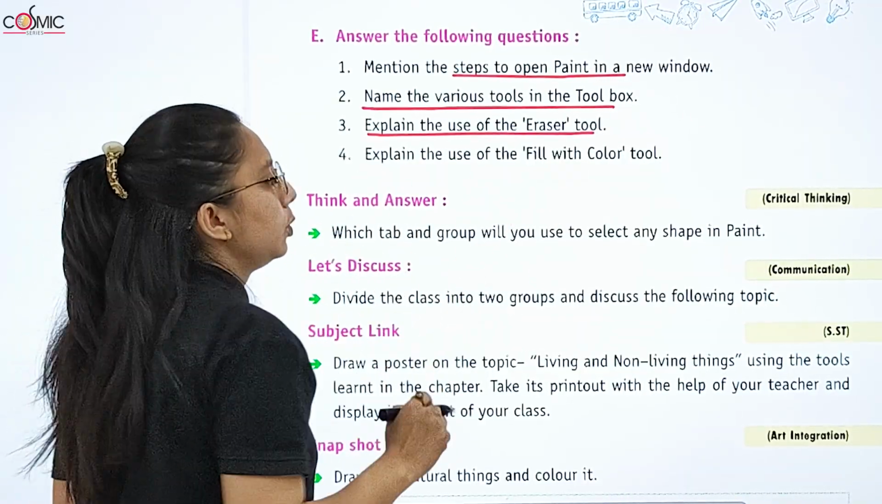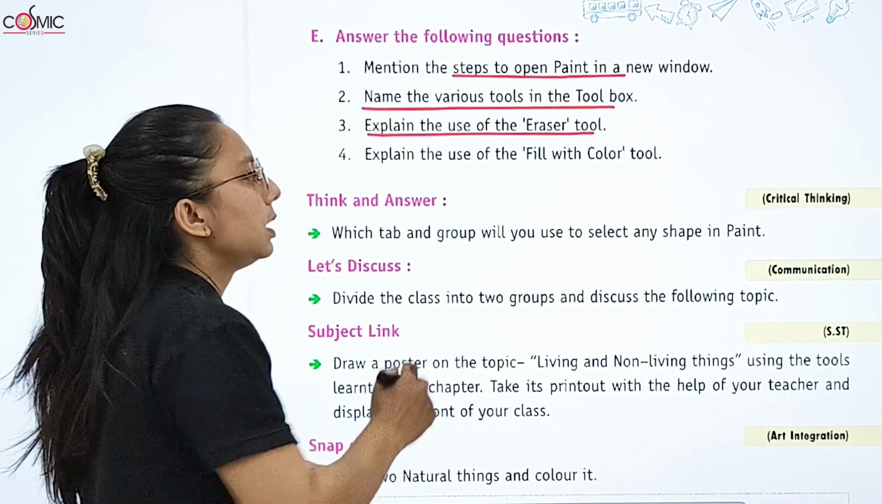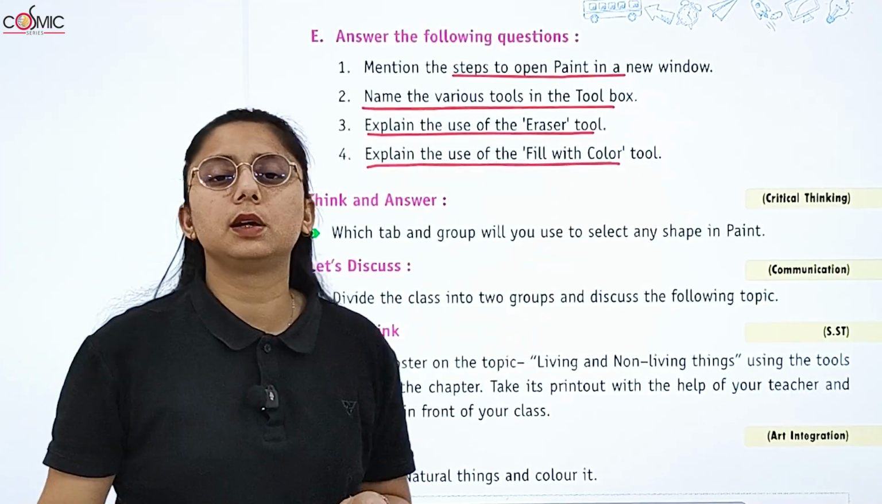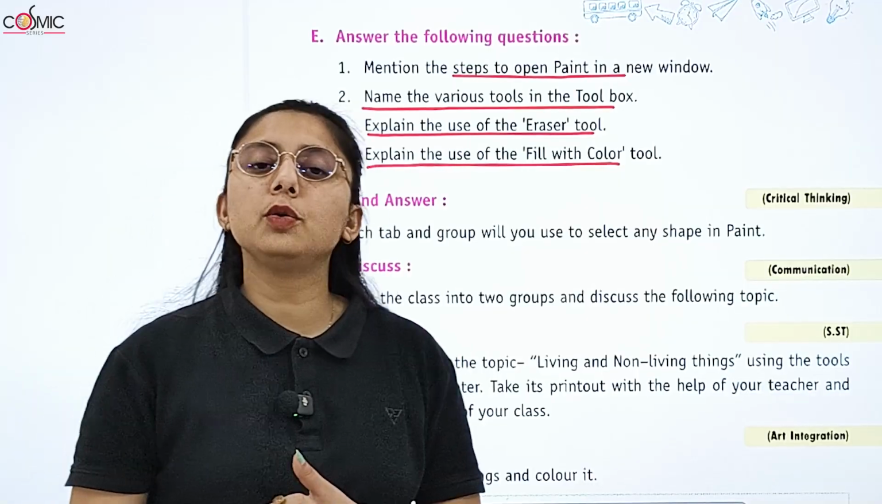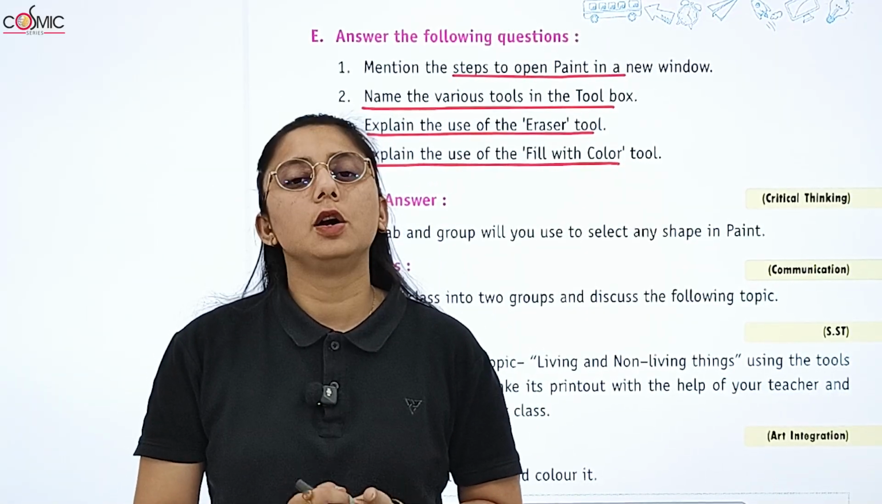Explain the uses of eraser tool. If you want to erase a part of drawing which has been made by mistake or it is wrong. Explain the use of fill with color tool. When you have made any drawing and you want to fill the color, you can use the fill with color option and you can fill in the drawing.